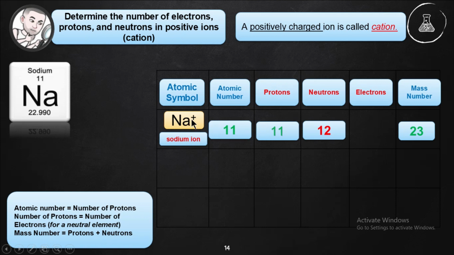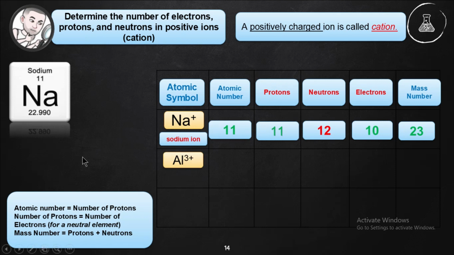Ang ibig sabihin lang nito ay maglulose or mawawalan siya ng isang electron. So, ang gagawin dyan is yung number ng protons ima-minus sa 1. So, 11 minus 1 is 10. So, 10 ang electrons nitong positively charged sodium ion.